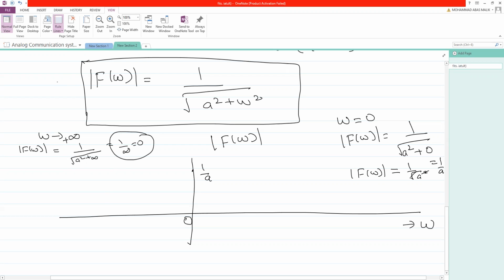Similarly, when omega tends towards minus infinity, mod of f of omega is equal to 1 divided by a square plus minus infinity square. So this will be again infinity, and this whole thing will be equal to 0. That mod of f of omega will tend towards 0, whether it's plus infinity or minus infinity. So this will be the maximum value at 0, and then this will be like this.